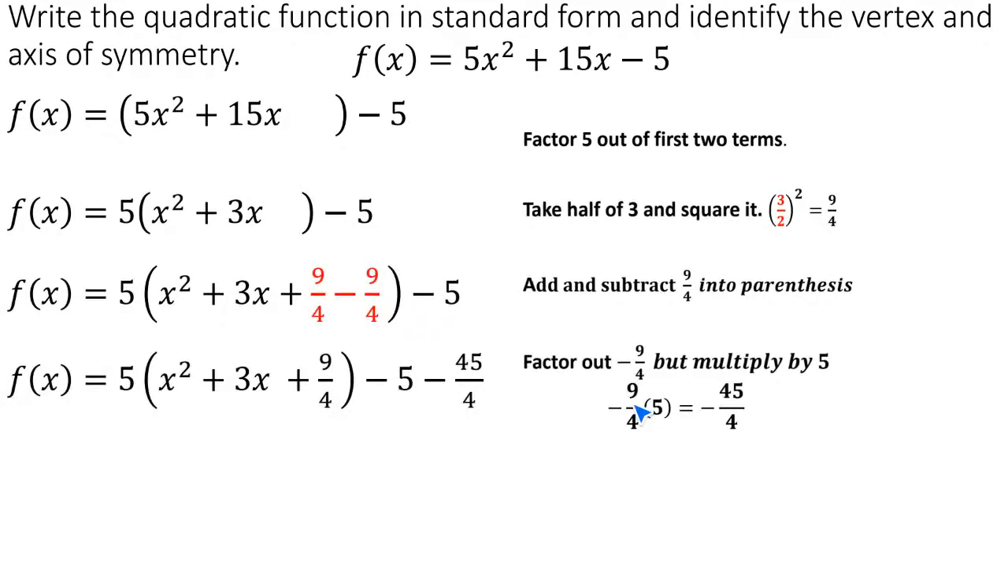And I've done the work on the right side over here. So this negative 9/4, we're going to multiply it times 5. So we get 9 times 5 is 45, and 4 times 1 is 4. So we end up with negative 45/4. And so this number, we're going to be adding it to the 5.